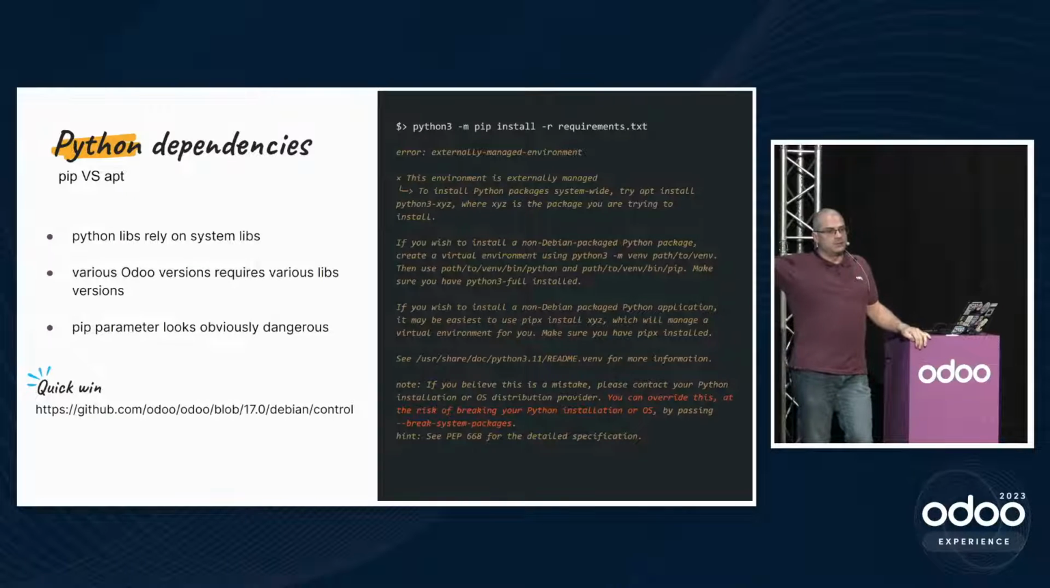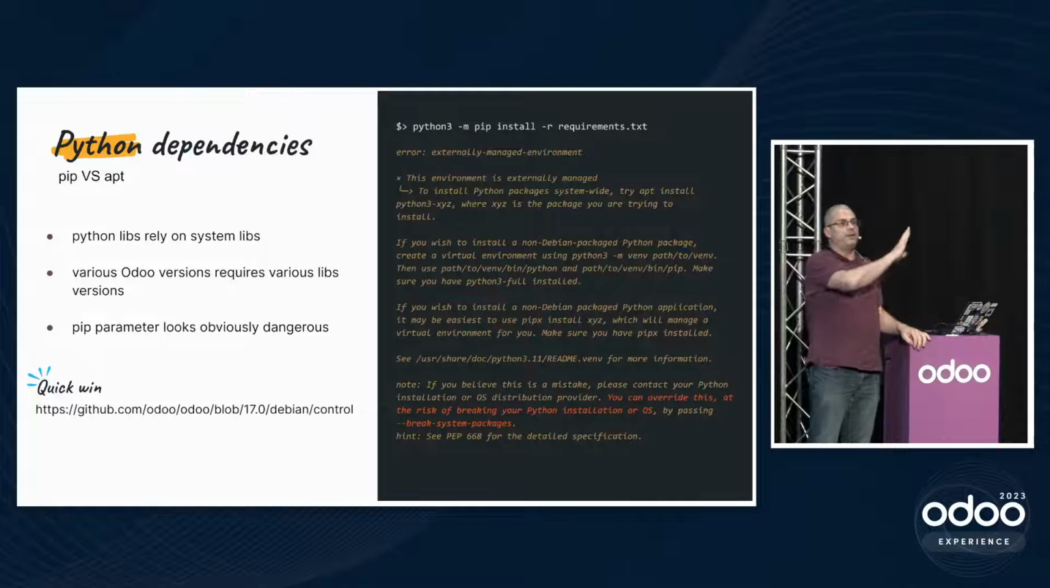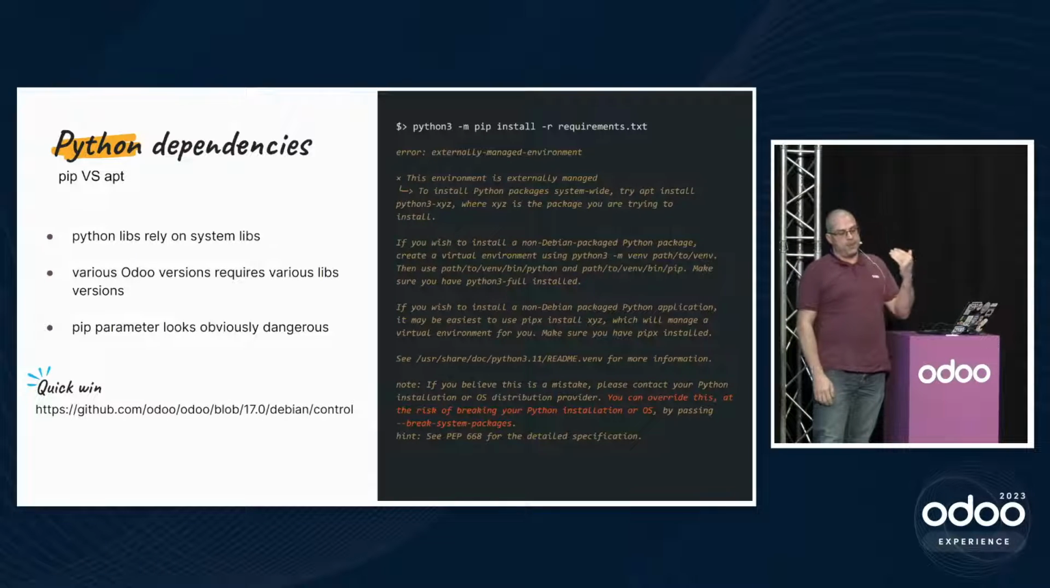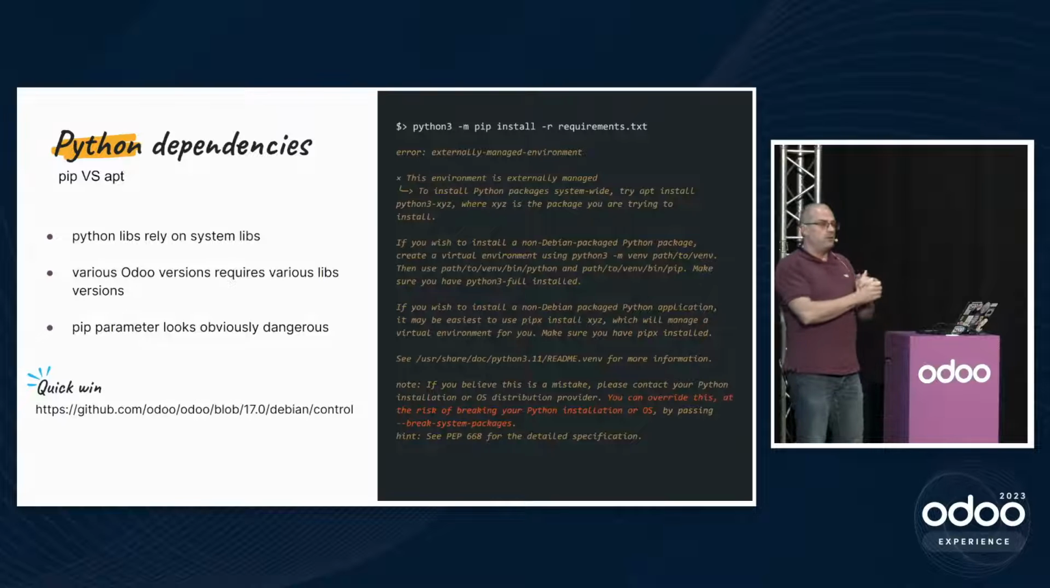apt is from the Debian flavor of Linux distribution. You have the equivalent tool on every flavor of Linux distribution. The apt way relies on the system packages. The package is packaged by your distribution. It's better to use the apt way rather than the pip way. Why is it better to use apt rather than pip?